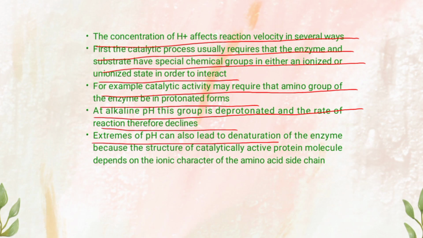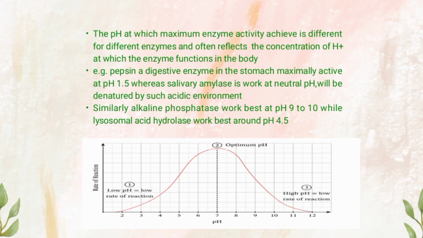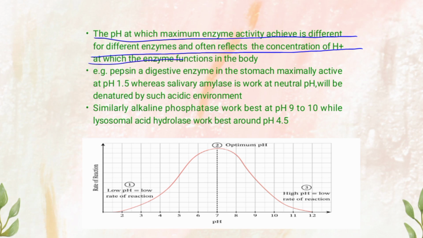Extremes of pH can also lead to denaturation of the enzyme, because the structure of the catalytically active protein molecule depends on the ionic character of the amino acid side chain. The pH at which maximum enzyme activity is achieved is different for different enzymes and often reflects the concentration of H plus ion at which the enzyme functions in the body.